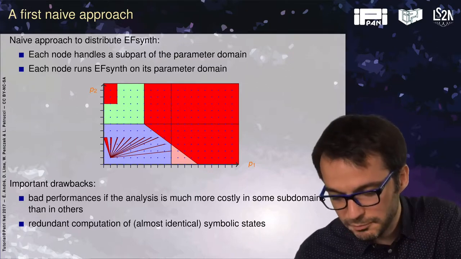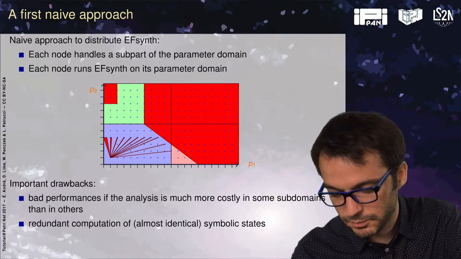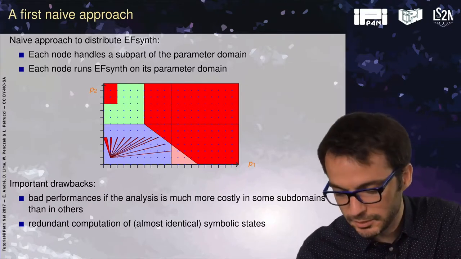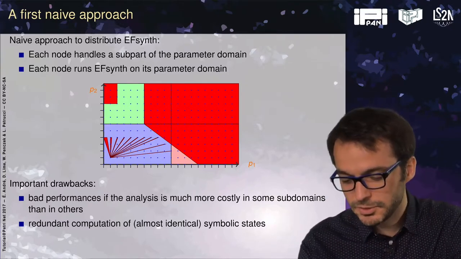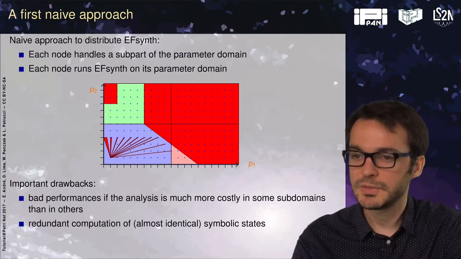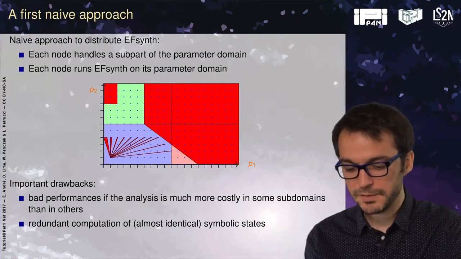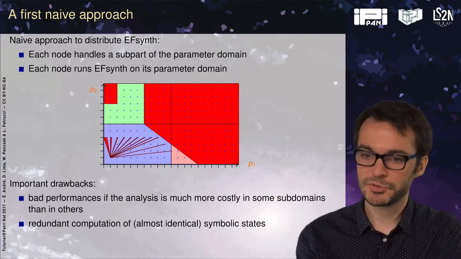And the second problem is that if we have a lot of small parts of the valuation set for which the system is bad and it looks like that, most probably there is a lot of analysis to do there. So it means the blue node has to take much more time than the others. So it's not fair, and the performance will be bad if the analysis is more costly in some subdomains than in others.